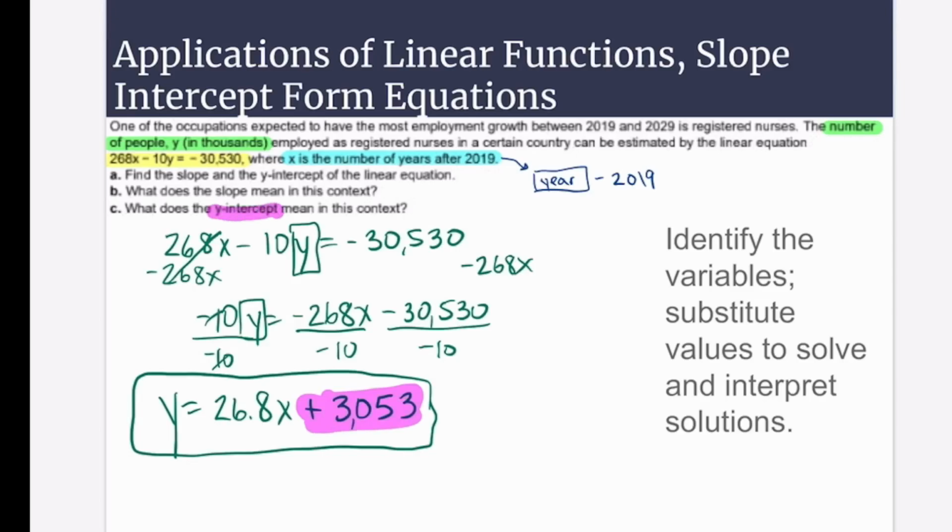So what does the y-intercept mean? The y-intercept is the value when x is 0. This is our y value. So it all comes back to understanding the problem. x is the number of years after 2019. So if x is 0, this is telling us we are starting in the year 2019, not after. The y value says the number of people employed as registered nurses.